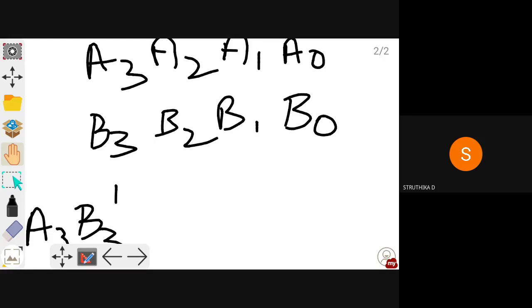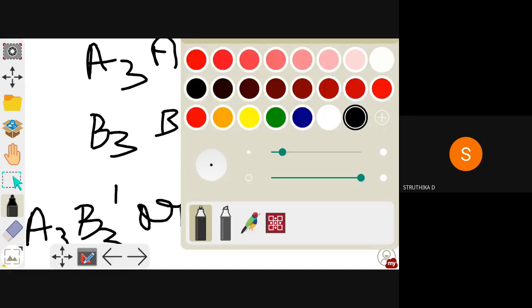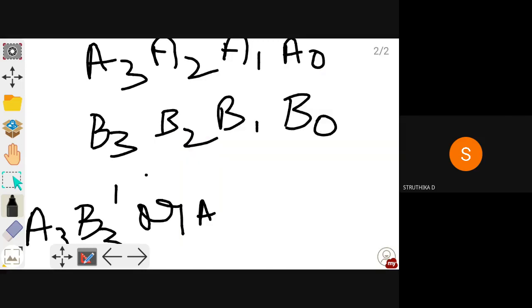Suppose both the bits are equal here, that is, a3 and b3 are equal here. So what you will do, you will check the next bit a2 and b2. So either this condition is satisfied, or you can write that a3 and b3 are equal.